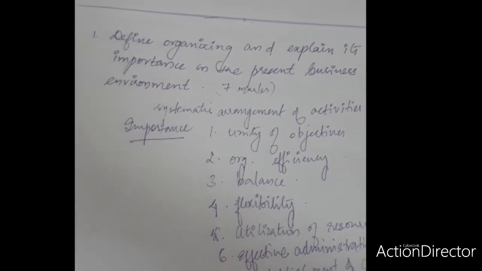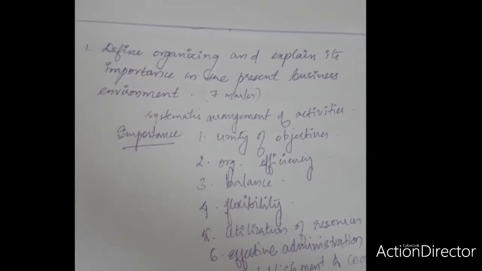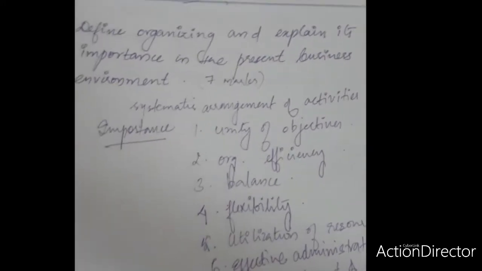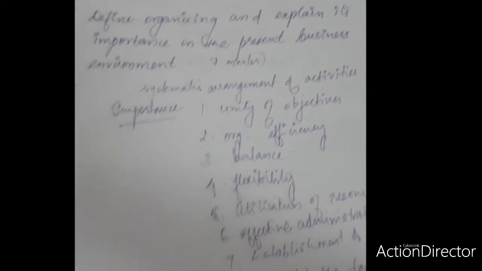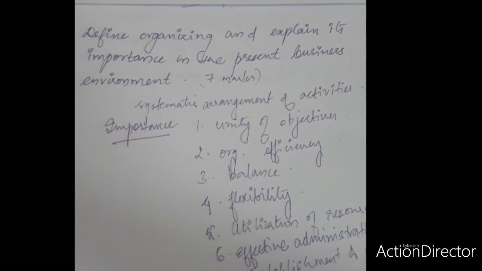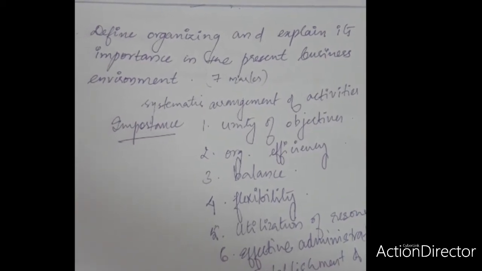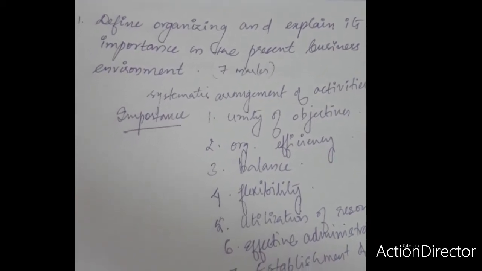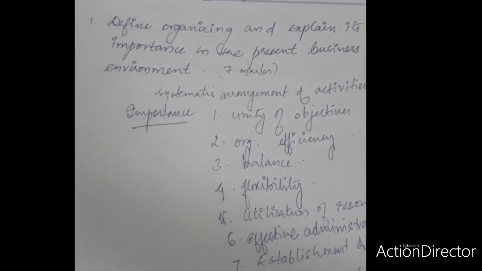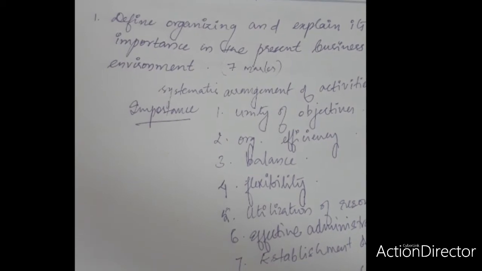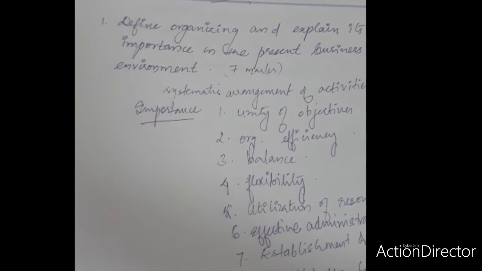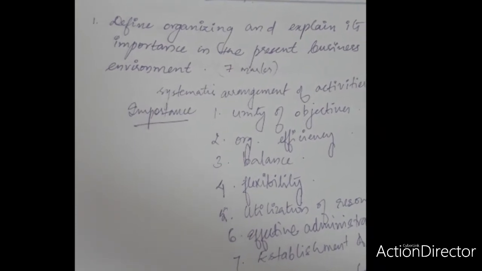Right, so the first question was: define organizing and explain its importance in the present business environment, which carried 7 marks. So organizing, as you all know, is a process of grouping the various activities to be done and assigning duties and responsibilities to the people in groups or departments. So it is a process which involves what work is needed to be accomplished in order to achieve the goal. So that is organization or organizing.